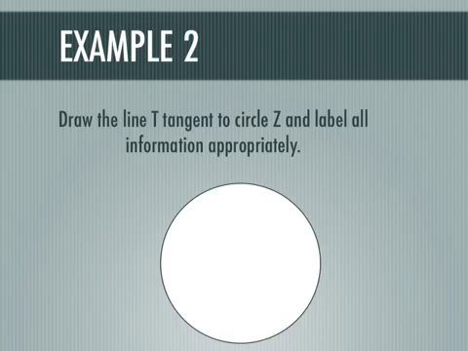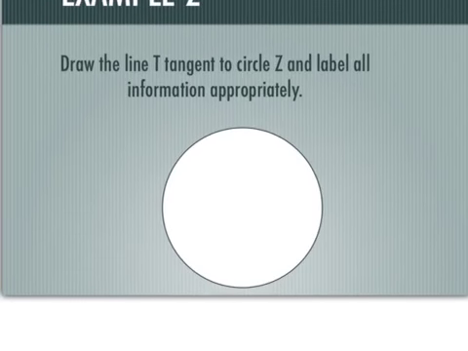This says draw the line T tangent to circle Z and label all information appropriately. This is kind of like that example we did yesterday where we had to draw the stuff. So if I want this to be circle Z, where does the Z go? Center. Okay, so the center of the circle is Z. And I want to draw line T tangent to circle Z. So I want my line T to just brush against the edge of the circle. And you can put it anywhere you want. I'm going to have a hard time doing it with the stylus, but do the best I can. Oh, nice. Close enough. So we're going to call that line T. Just darken that in. That's my point of tangency.